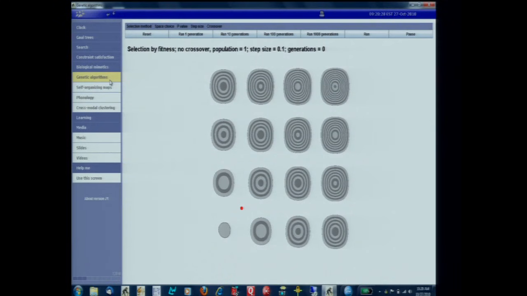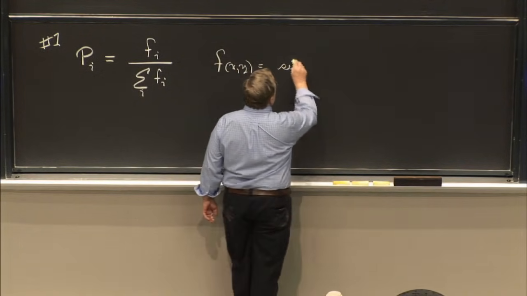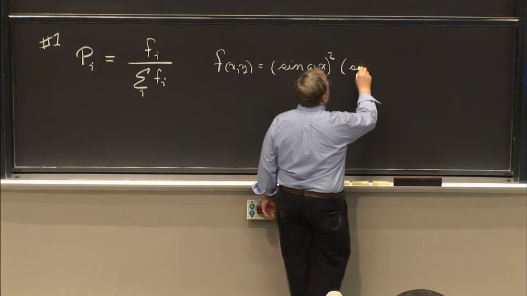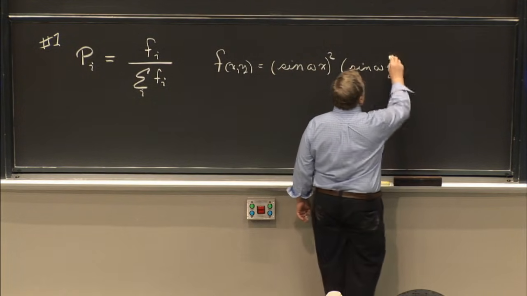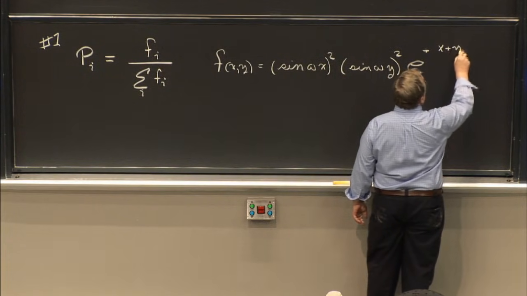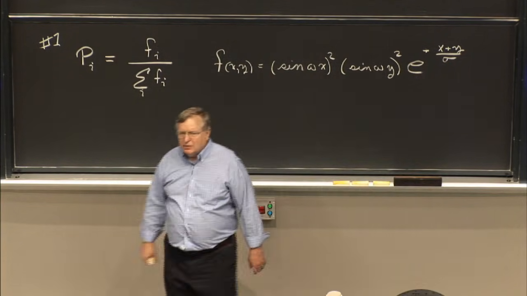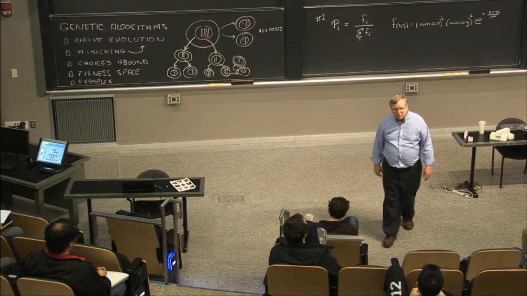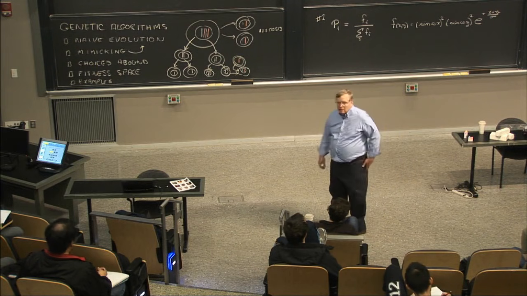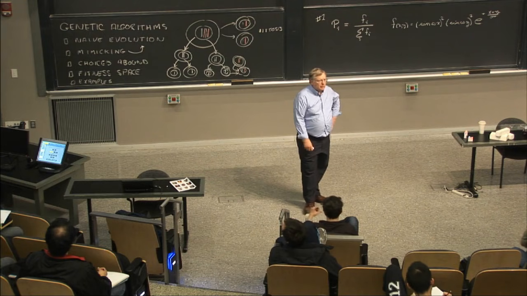The fitness is a function of x and y, and it's equal to the sine of some constant times x, quantity squared, times the sine of some constant times y, quantity squared, times e to the plus x plus y divided by some constant. So sigma and omega are just in there so that it makes a nice picture for demonstration. So there's a space, and clearly where you want to be in this space is in the upper right-hand corner. That's the optimal value.